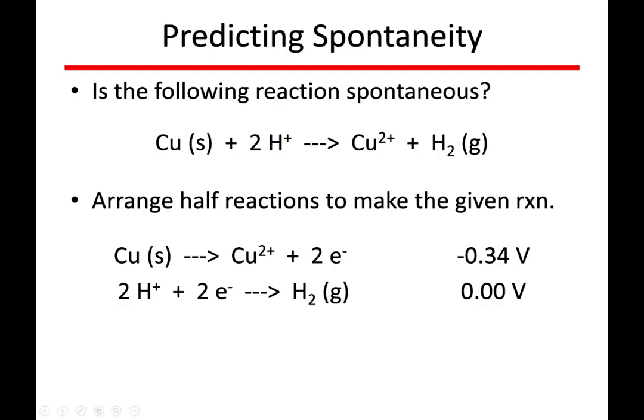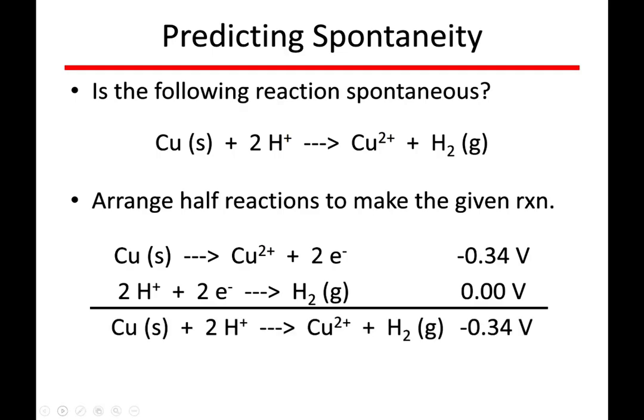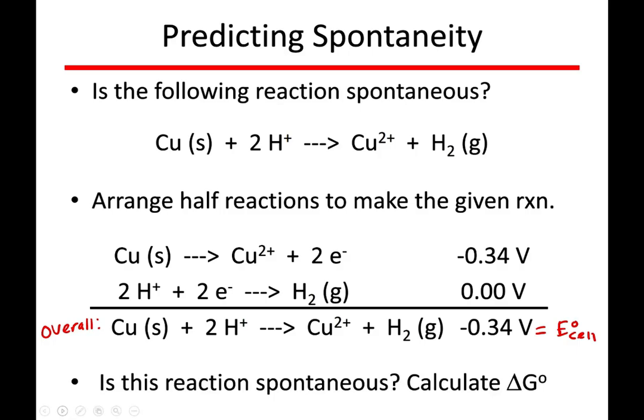Now what we can do is add up the two half reactions to get the overall, and you get the exact overall reaction that the problem is asking about. Cu solid is reacting with H+ ions in solution. That dissolves the copper into Cu2+ ions in solution and makes hydrogen gas. And we find that the standard cell potential for this reaction is negative 0.34 volts. Now, is this reaction spontaneous? So is this reaction going to happen?